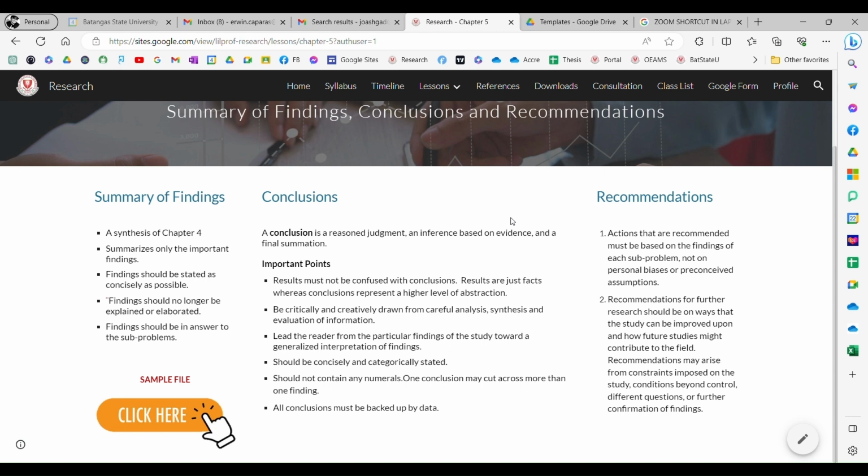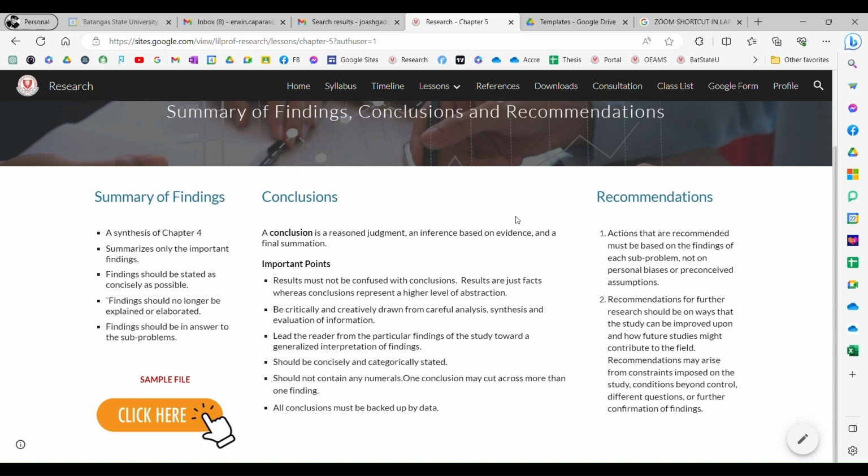There are two parts in the recommendation. The first is the actions that are recommended, based on the findings of each sub problem. It should not be based on personal biases or preconceived assumptions. If we make a recommendation based on the result of the study, it has to be backed up by the data that is presented in your conclusion.